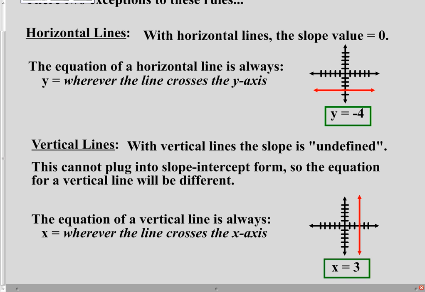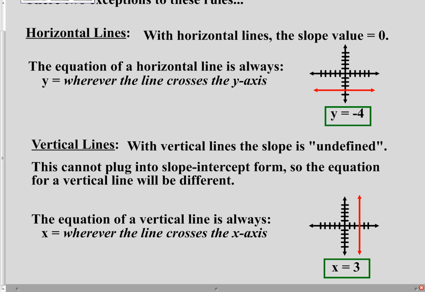Okay, and an even easier way to think about a horizontal line is that it only makes contact with one axis. That axis is the y-axis, so its equation is going to say y equals, and then the number that it equals will be wherever it crosses the y-axis. In this case, y equals -4.